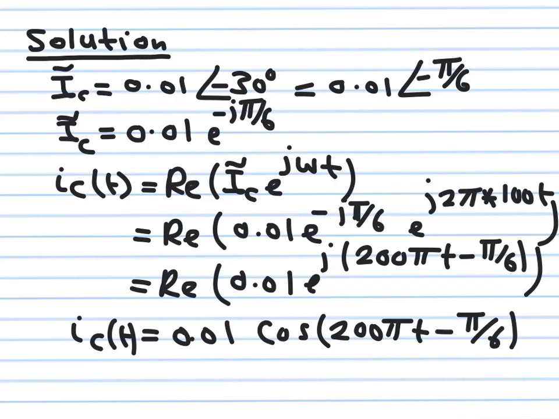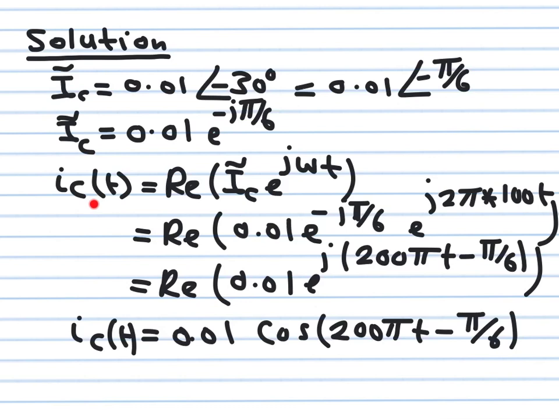So let's put everything together. This is the phasor that we're given. It's 0.01 angle minus 30 degrees. I can write it as 0.01 angle minus pi over 6, or I can write it as 0.01 e to the minus j pi over 6, or 0.01 e to the minus j 30. It doesn't matter. As long as I'm doing things in a consistent way, everything should be fine.